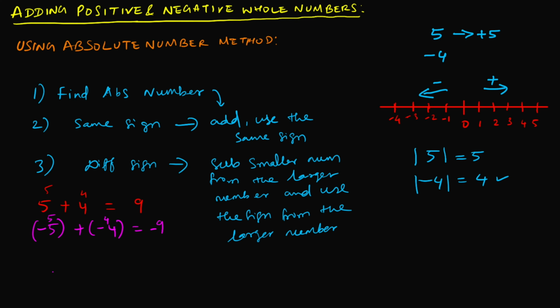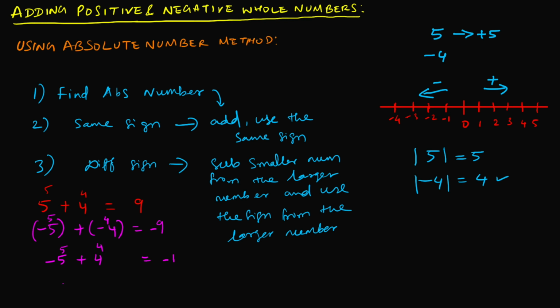Now let's look at an example for different signs. Let's say we have -5 and +4. Now the signs are different. If the signs are different, we still need to find the absolute number. So the absolute number for this is 5 and for this one it is 4. Then we need to subtract the smaller number from the larger number. So we subtract 4 from 5, and we get 1. And we need to use the sign of the larger number. In this case, it will be minus, because 5 is the larger number here and its sign is negative.